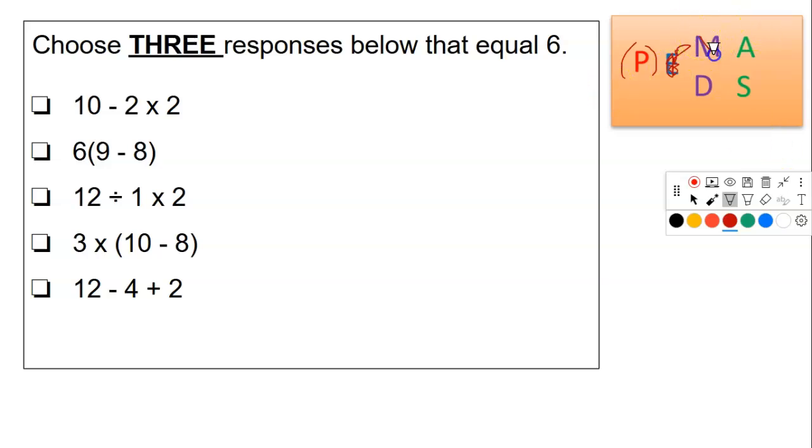For M, it stands for multiply. D stands for divide, A stands for add, and S stands for subtract, okay? And this is the order that we go in, from left to right. So let's talk about it.